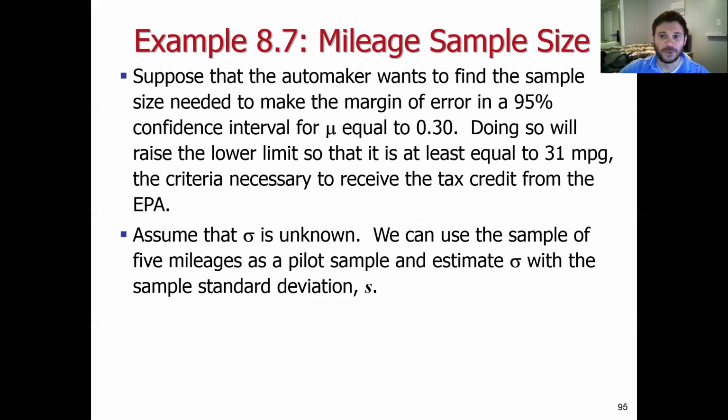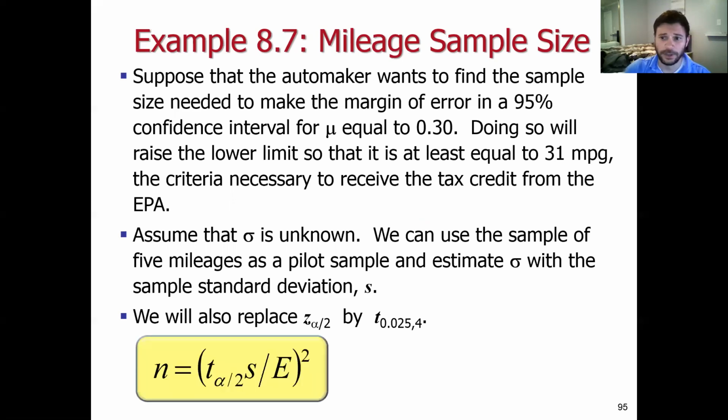And again, since we only have 5 observations, we are not in a position to exploit the central limit theorem with respect to sample means. So we're going to go ahead and replace our Z value with T in computing our required sample size to support that margin of error. So a couple things are different here compared to the formula on the last slide. We're using T instead of Z. We're using S instead of sigma.